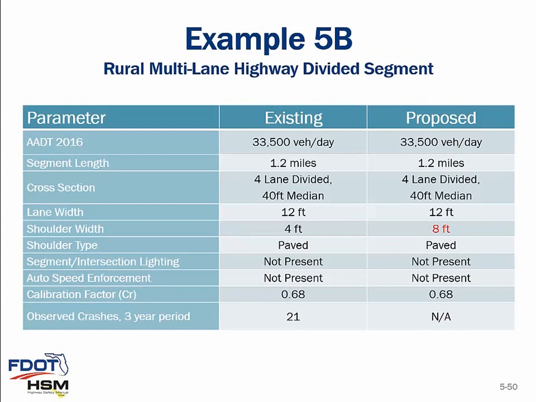So let's look at another example. In this case, we're going to look at a rural multi-lane highway with a divided roadway segment. We have existing and proposed data here, and looking at the AADTs of 33,500, the segment length, we could go through and look at our different factors affecting CMFs, and we see a change in shoulder width from 4 feet to 8 feet. We have the calibration factor of 0.68, and we also have observed crash data for a 3-year period of 21 crashes, or 7 crashes per year.